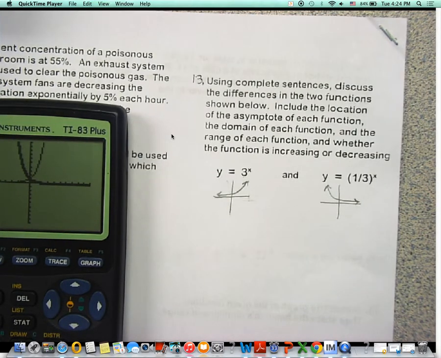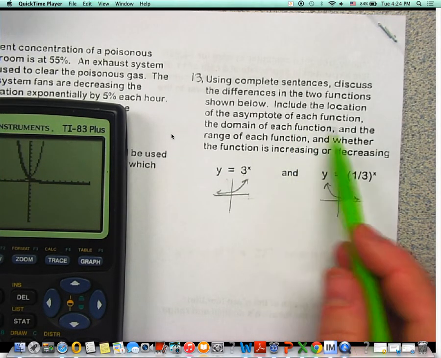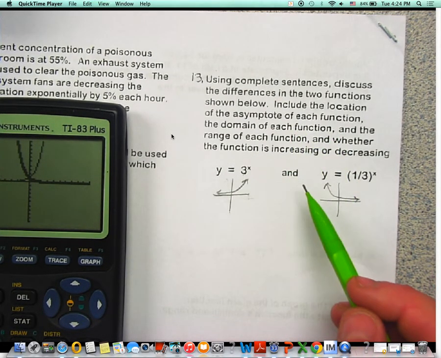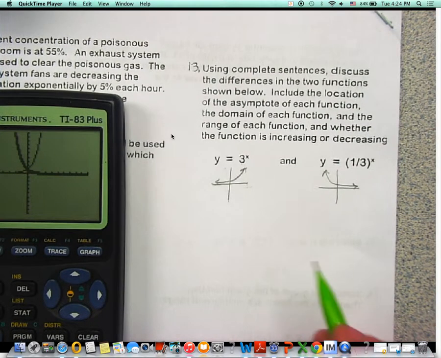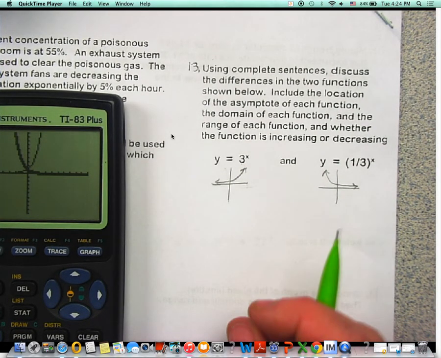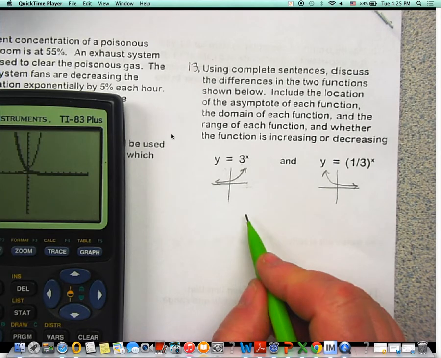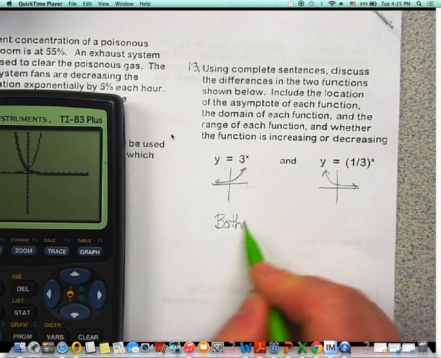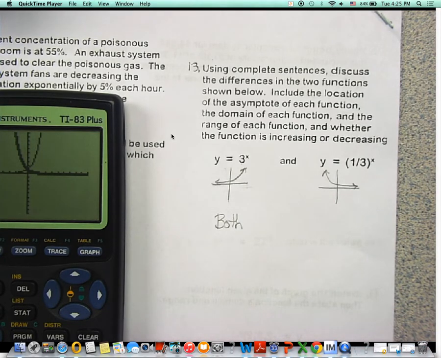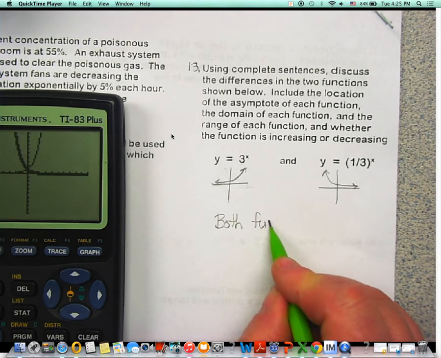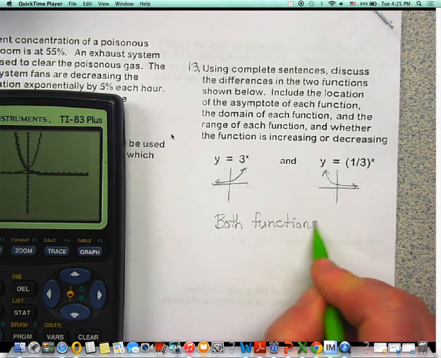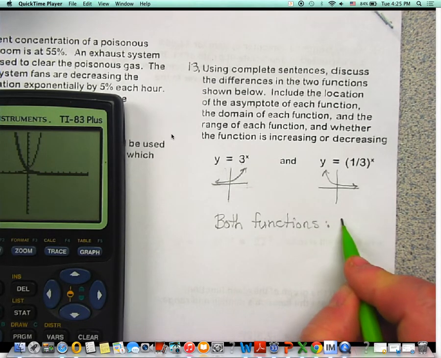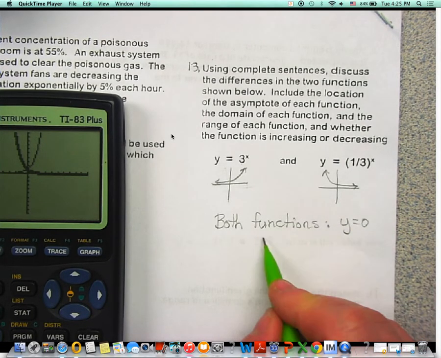Okay, so we're going to talk about the location of the asymptote first. For both of these, they are at y equals 0. So you will write complete sentences on your paper, but for now, I am not going to write complete sentences. I'm going to say both functions y equals 0. That's the horizontal asymptote.